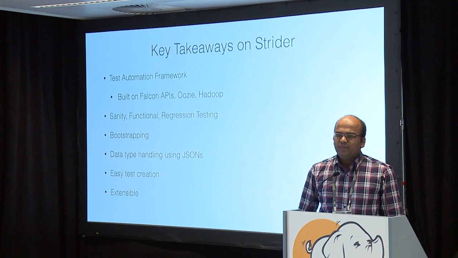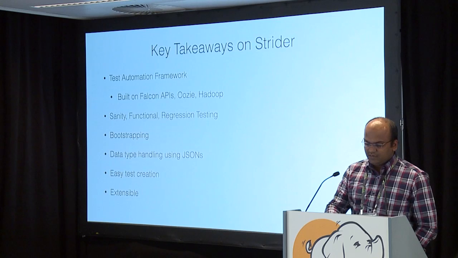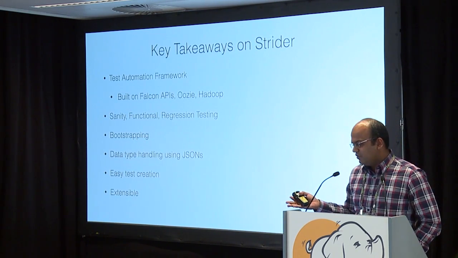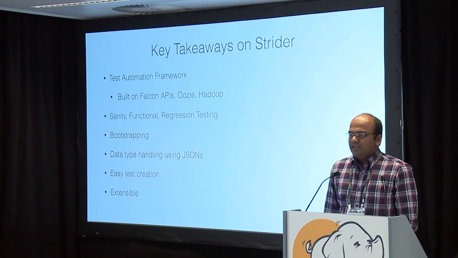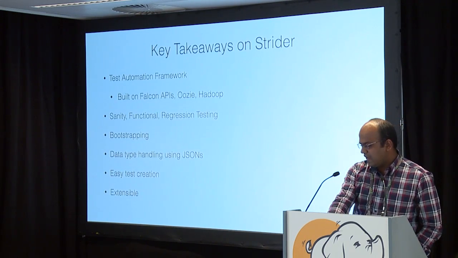The automation framework that we designed, we named it Strider. Before getting into the details, I will try to explain the key takeaways of this presentation. The first thing is Strider is built on top of Falcon APIs, Oozie, and Hadoop.